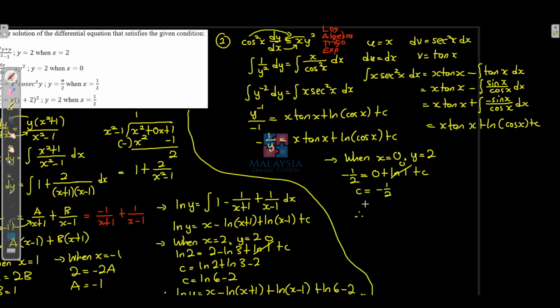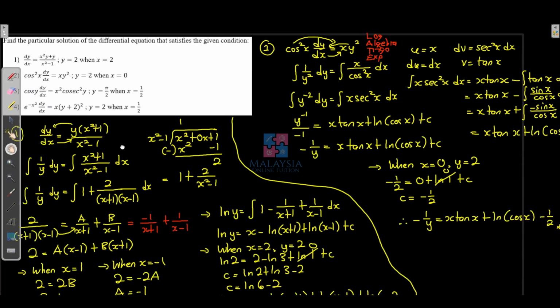Again, the question doesn't say anything about giving the answer as y in terms of x or x in terms of y, so you can just leave your answer like this. Negative 1 over y equals x tan x plus ln of cos x and then minus 1 over 2. Okay, so this is the final answer for part 2.